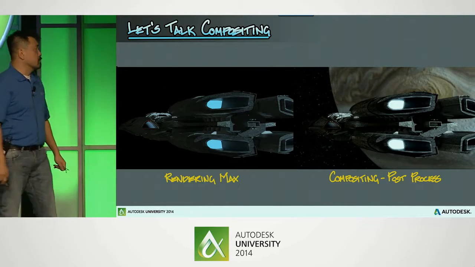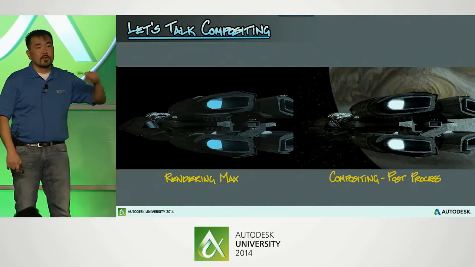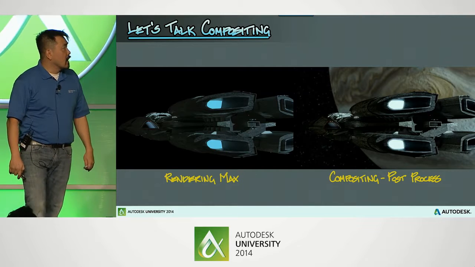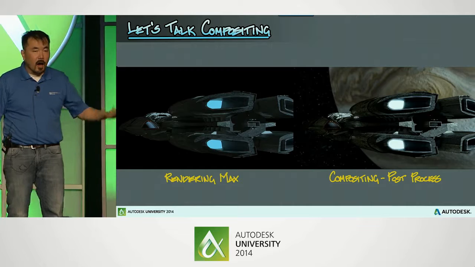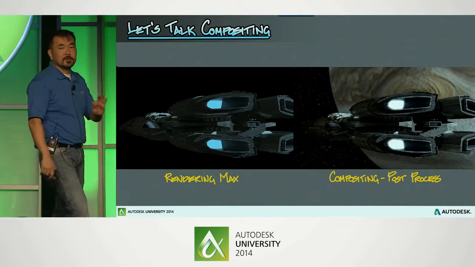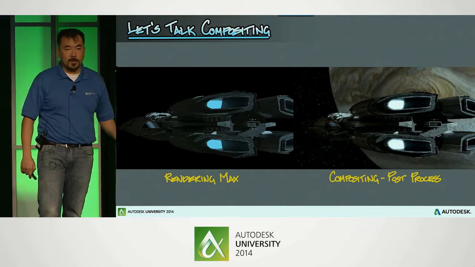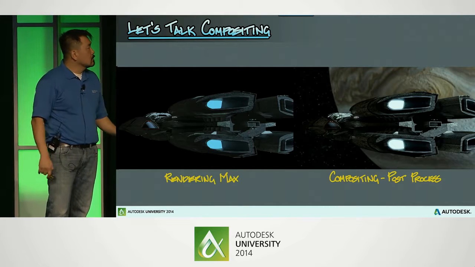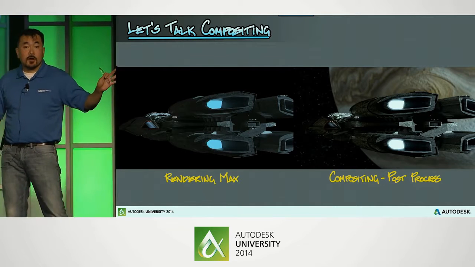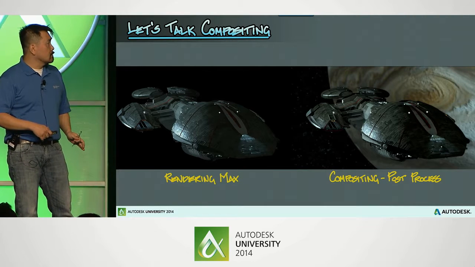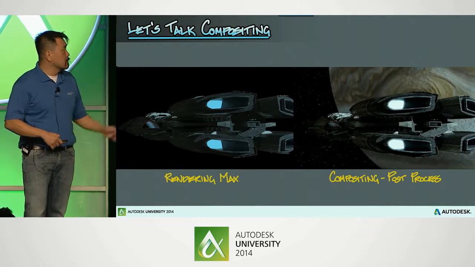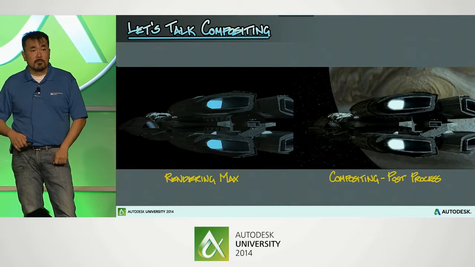Here's another example. On the left is rendered straight out of Max. On the right is the compositing from a post-processing standpoint. All of this was done with Autodesk Composite and 3D Studio Max. Strikingly different, aren't the images, right? This, left versus right. This, left versus right. All right?